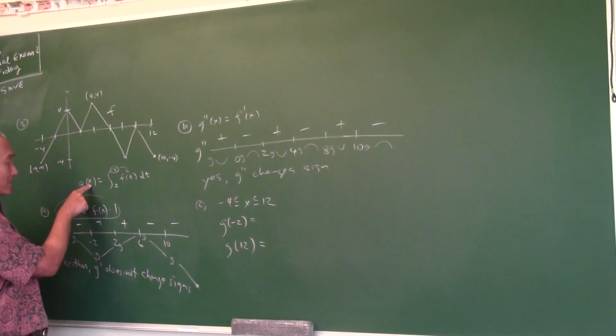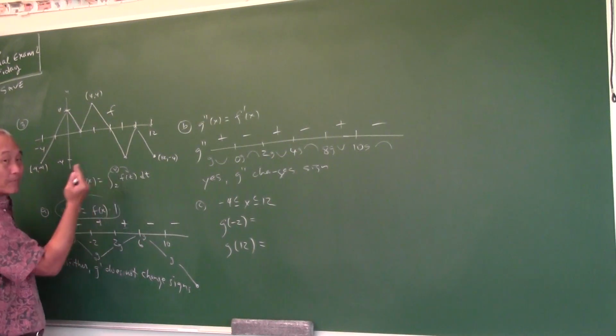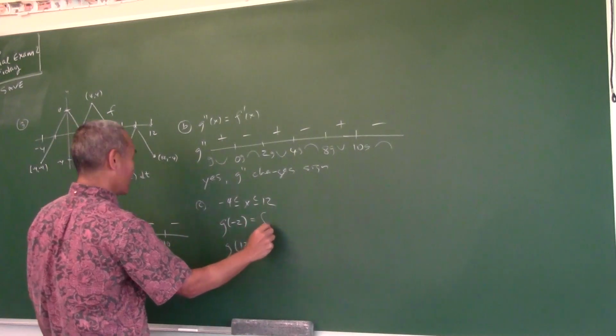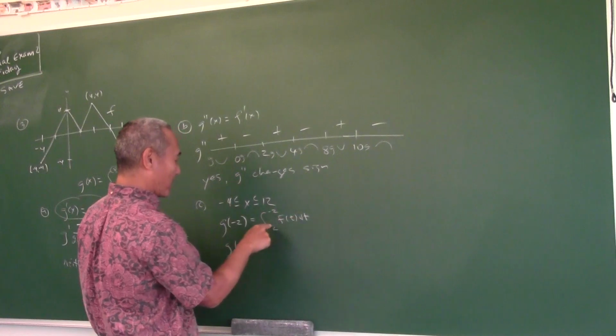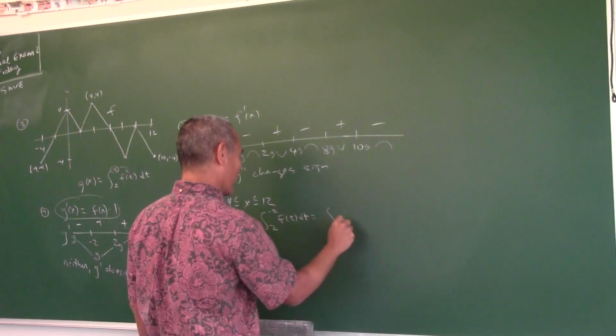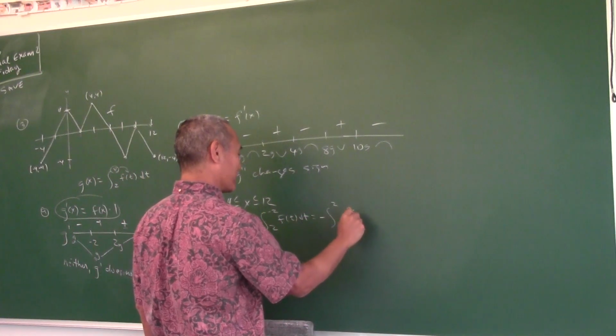So here's g of x. How do you compute g of negative 2? You simply plug in negative 2 there. So you get the integral from 2 to negative 2 of f of t dt. But since the smaller number is on the top, we reverse the limits. But of course, that negates the value of the integral.